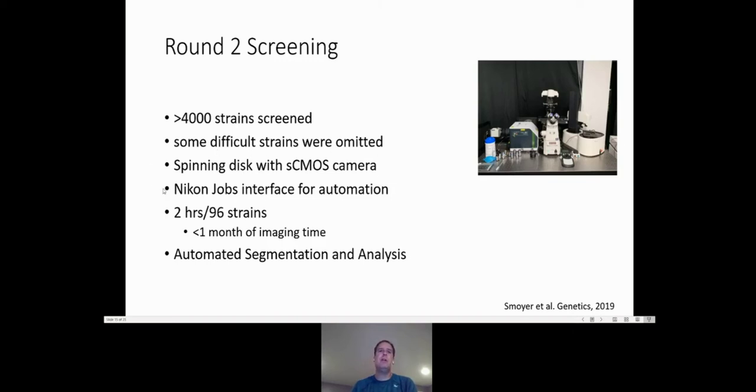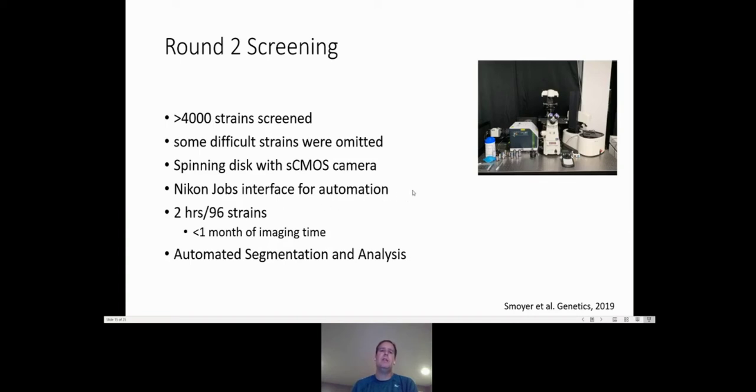We switched our microscope now. We're using a spinning disc microscope with an sCMOS camera, scientific CMOS camera. This is very sensitive, and it has a wide field of view for fast screening, but it is not as sensitive as our first round of screening was. But it's able to see many of the proteins that we're looking for.